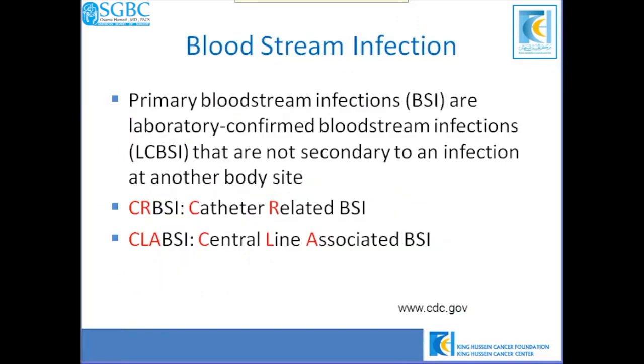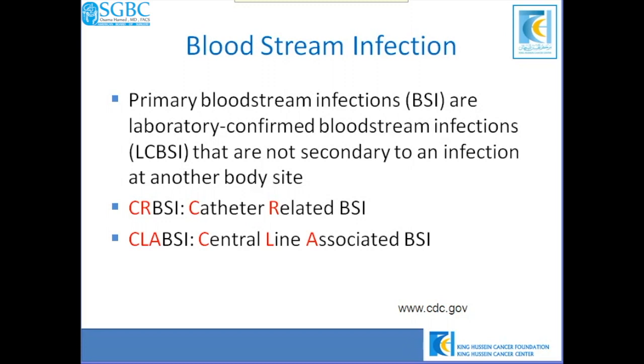Let's go to the definitions, and take it step by step. If you go to cdc.gov, you'll see multiple definitions. First, we have the primary bloodstream infection, BSI, which is a laboratory-confirmed bloodstream infection that is not secondary to an infection at another body site. There are certain criteria to define LCBSI, and they are on the CDC website.